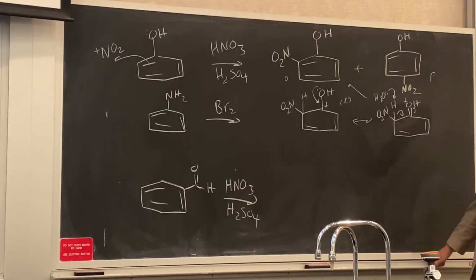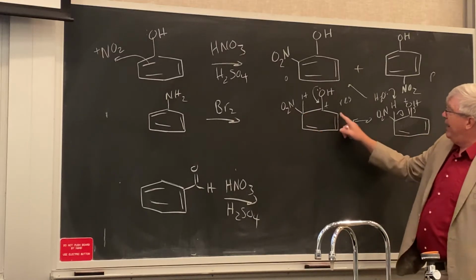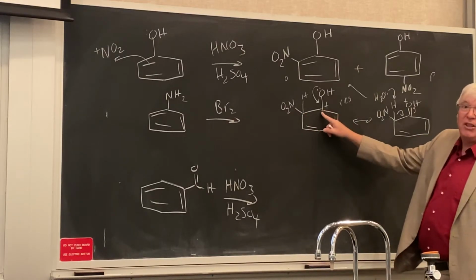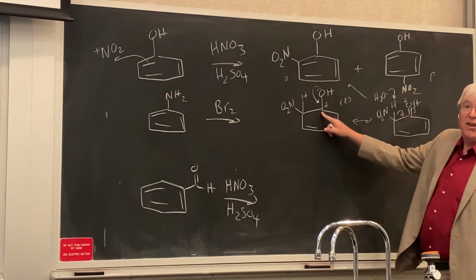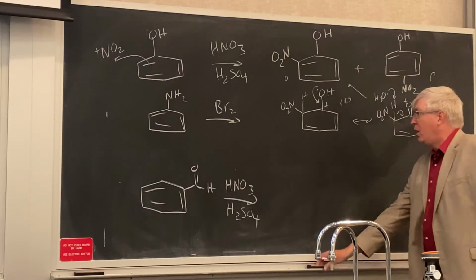Notice we don't show any meta product. If we did the meta pathway, we'd have a plus charge here, here, and here. We'd never have the plus charge next to the oxygen. So that does not lead to a faster rate if you do the meta substitution with the phenol. Okay, let's see.